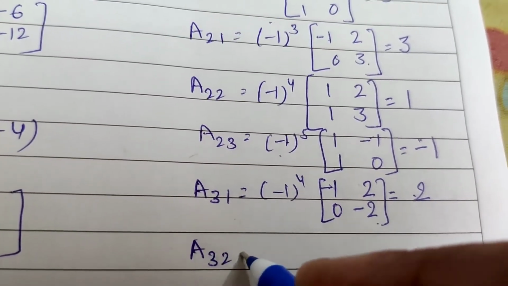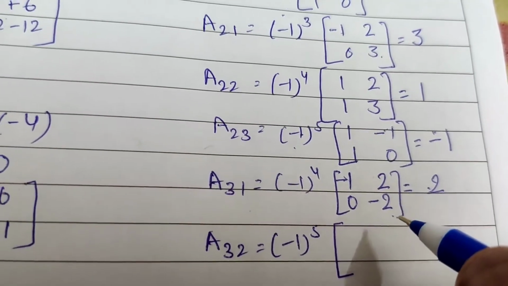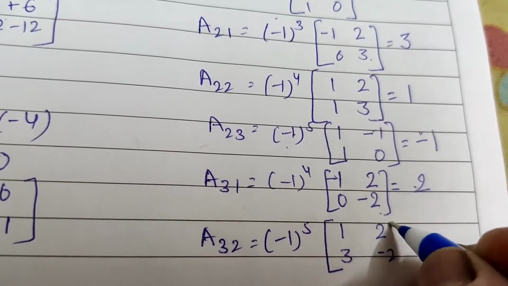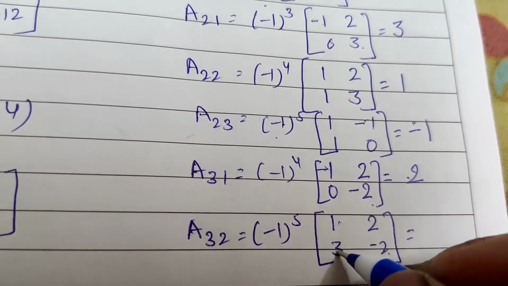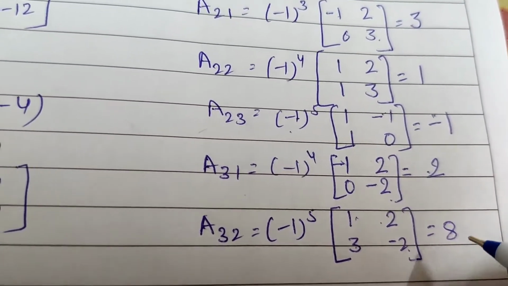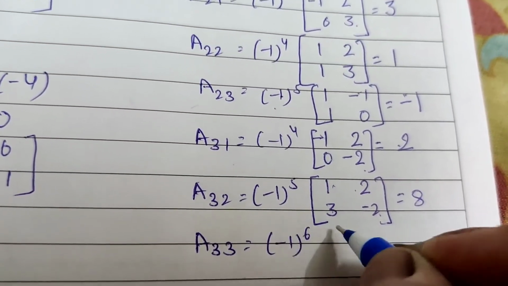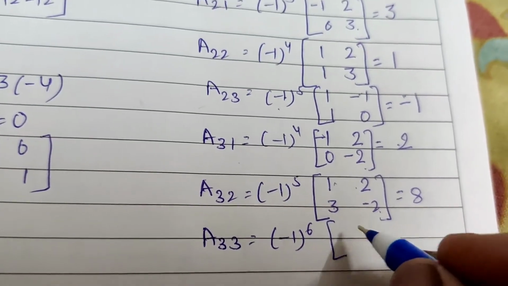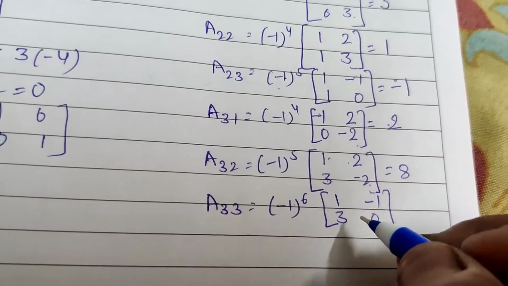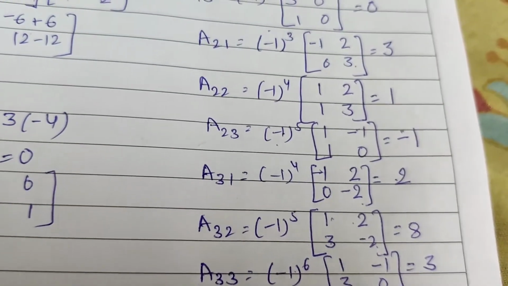A32, minus 1 raised to power 5 and 3 2, third row second column, 1 2 3 minus 2, it is minus 2 minus 6, minus 8, plus 8. And the last A33, minus 1 raised to power 5, 3 3 means 1 minus 1 3 0, it is 1 0 minus 1 plus 3. Okay, so these are the cofactors.